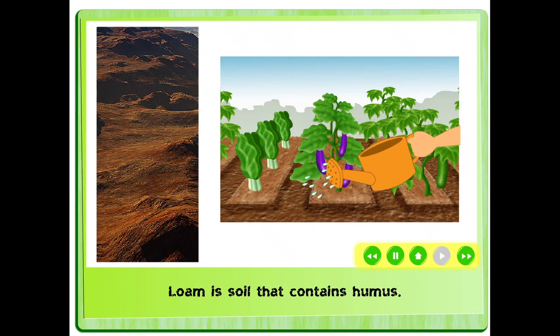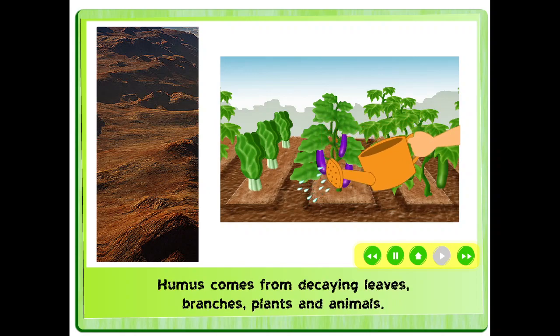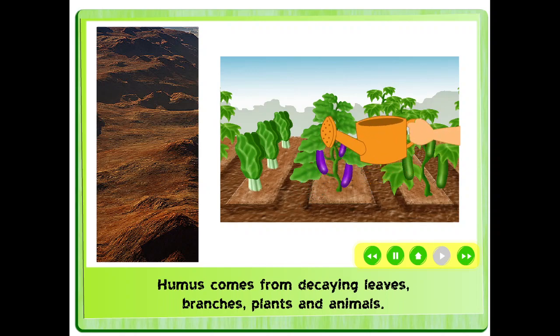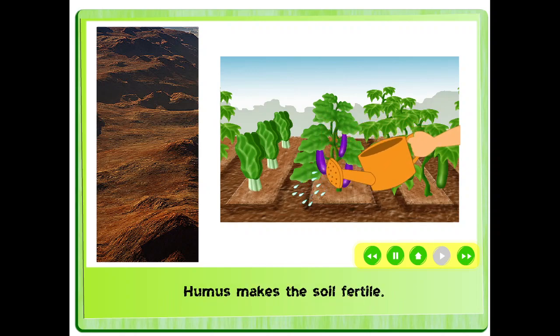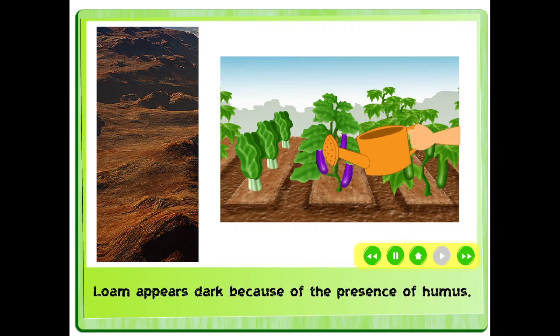Loam is soil that contains humus. Humus comes from decaying leaves, branches, plants, and animals. Humus makes the soil fertile. This explains why loam is good for gardening. Loam appears dark because of the presence of humus.